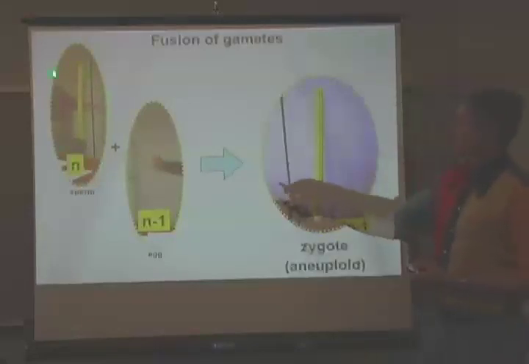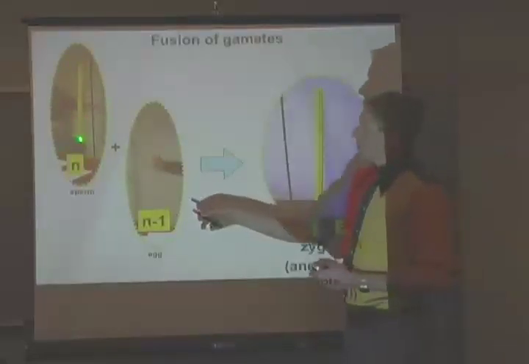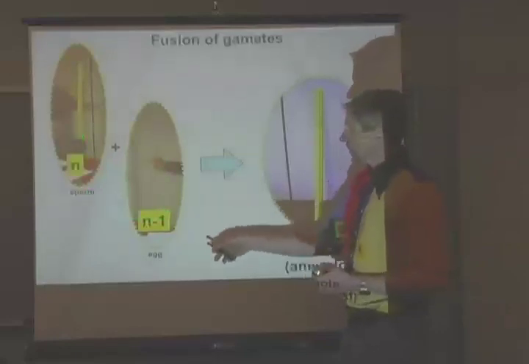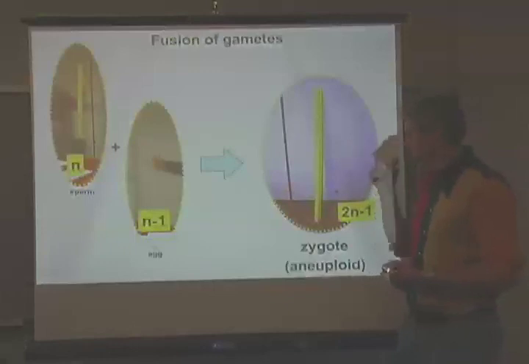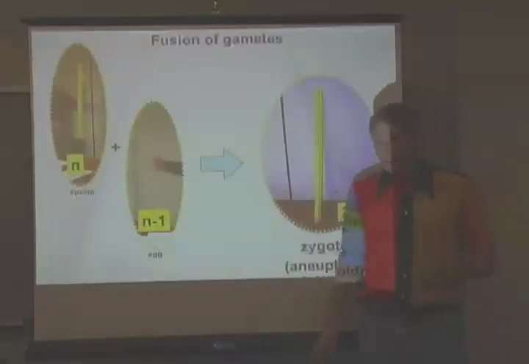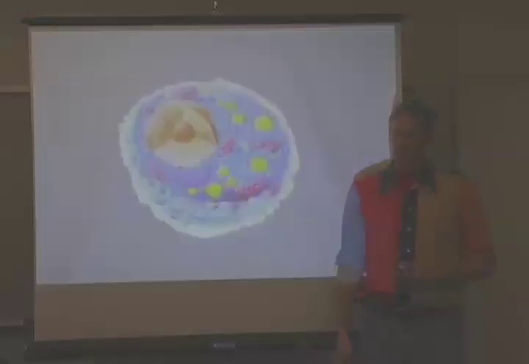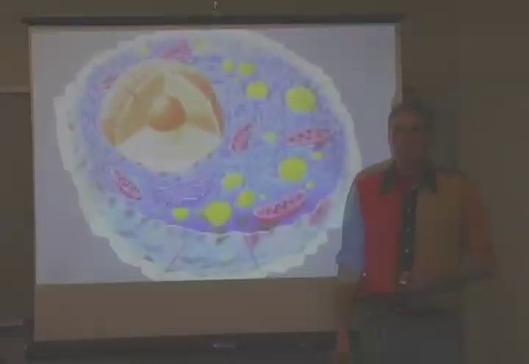Similarly, if you have a normal cell fusing with a cell that's missing a chromosome, then you'll have only 1 copy of the chromosome. And if you're missing a whole chromosome, that's not good. That leads to the end.